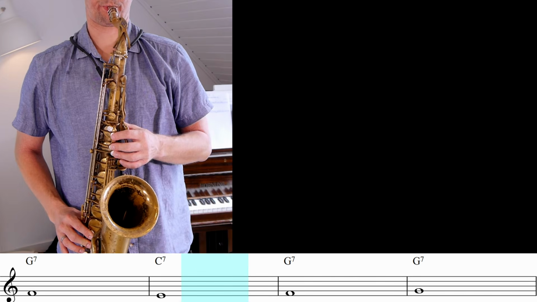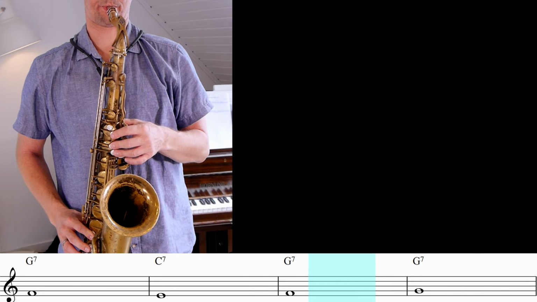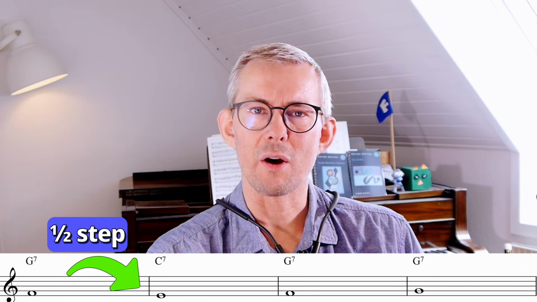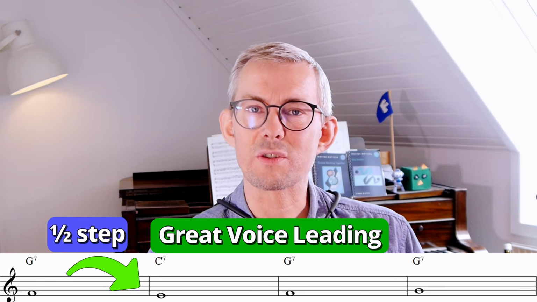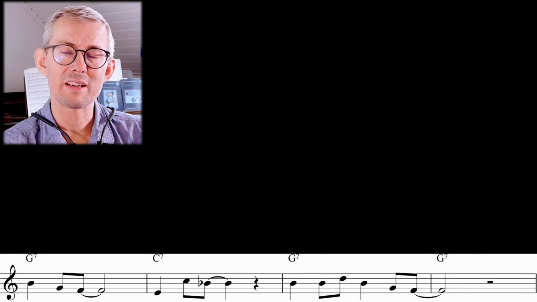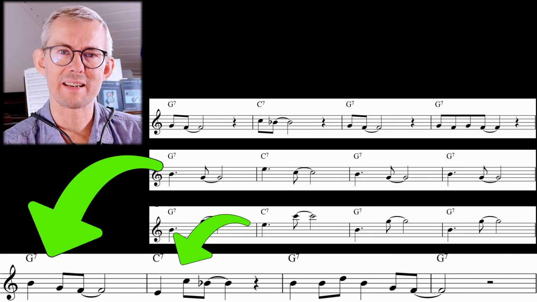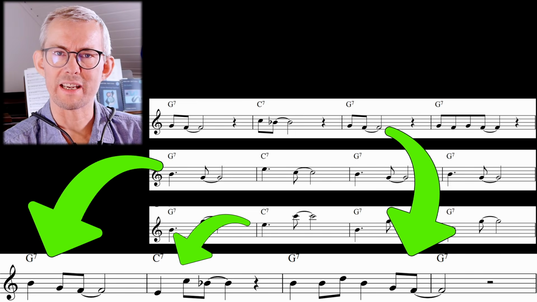I'm starting at this line by playing an F which leads into the E on the C7. The F to the E has a half step, of course. So in this way, this is great voice leading. And now I really apply it into the blues line. I'm using the same patterns as before, but I'm using voice leading too.